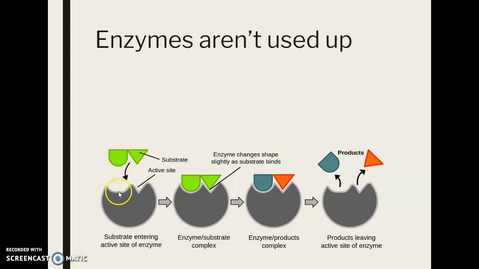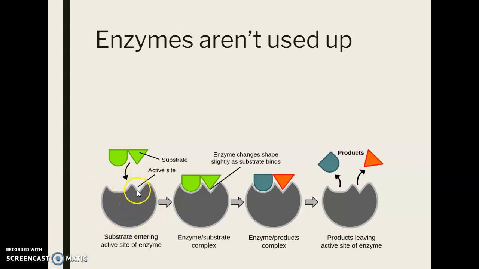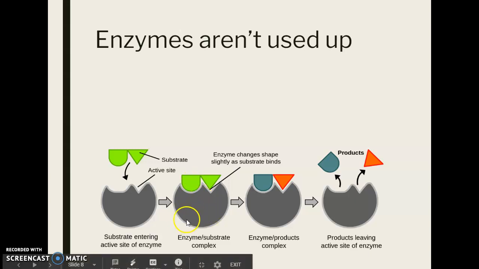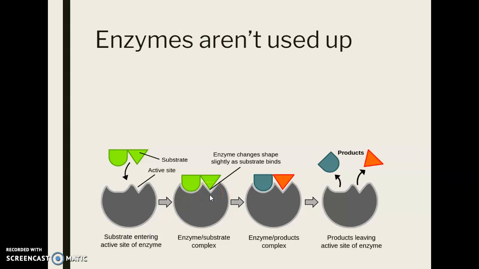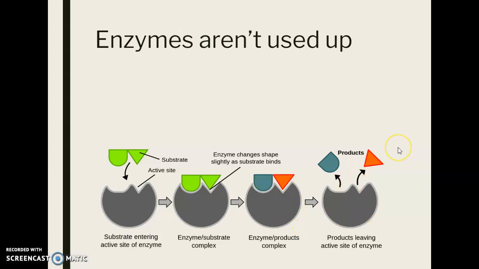Okay, they have a specific shape, and they fit into the enzyme in a certain spot called the active site. You'll notice it's like a puzzle piece. The shapes fit. Once the reactant or the substrate bonds to the enzyme, it will change shape slightly in some way, either to bring the reactants close together or to pull them apart. In this case, it's going to pull them apart. So it breaks these two apart, and then they leave.